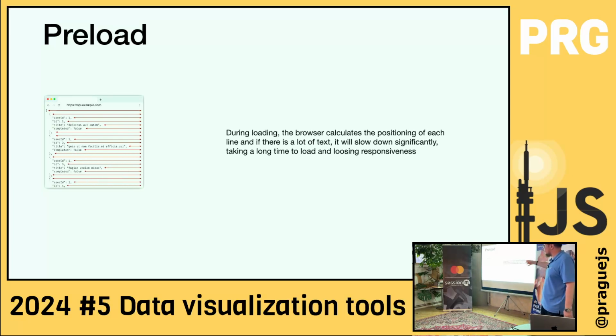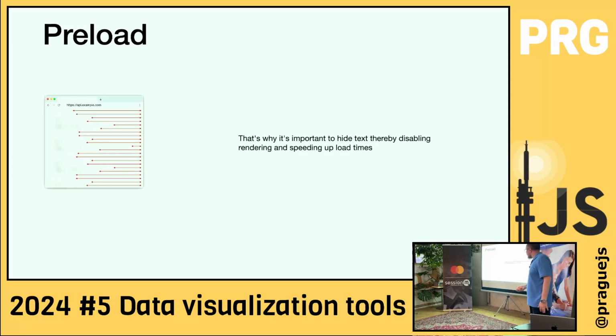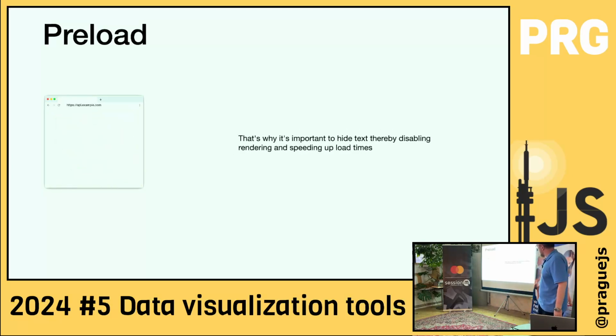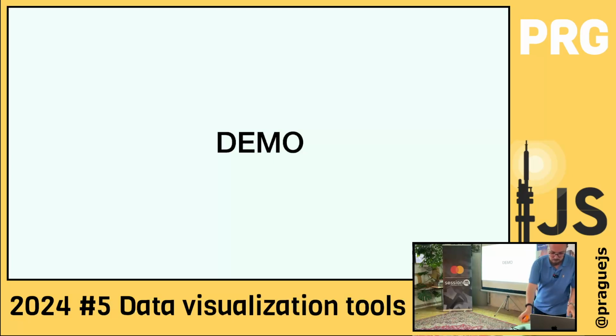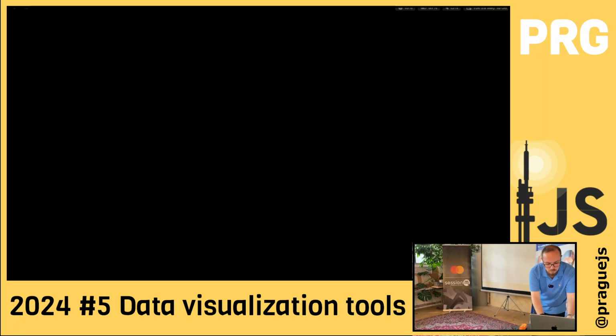In this case, we have a problem with the browser because it tries to calculate line lengths to render a lot of data. So we hide this to make it faster. And this is important. Okay, let's fire up this huge file, right? Why not? 2 gigabytes.